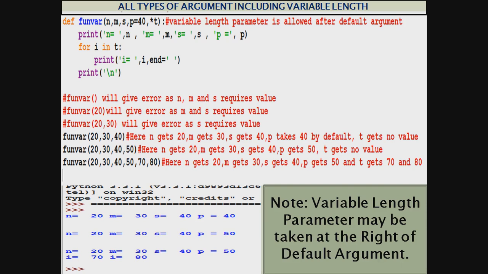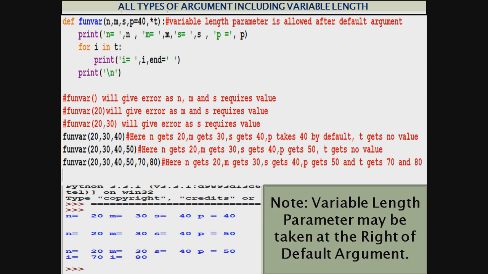Variable length parameter can be given to the right of the default parameter. Earlier we had heard that the default parameter should be the rightmost, but variable length parameter supersedes it. It can be given to the right. But always follow the given principle of positional arguments first and then keyword arguments while the function is being called.